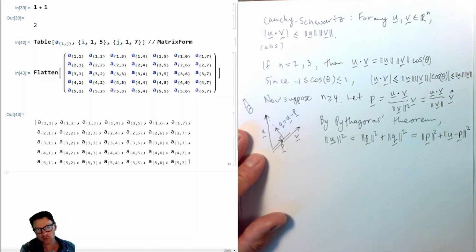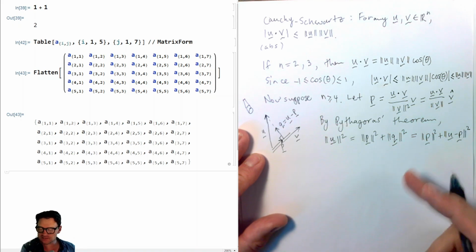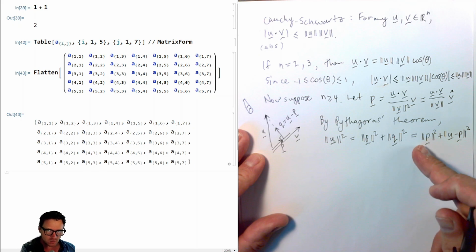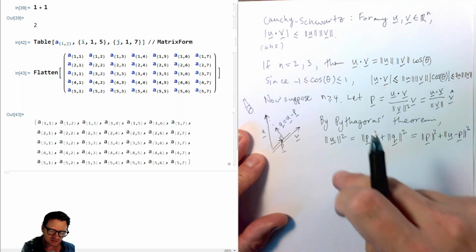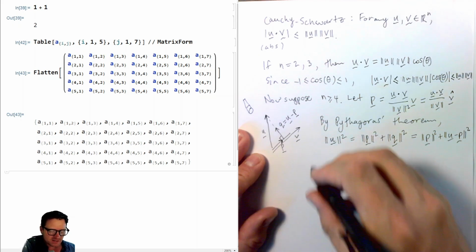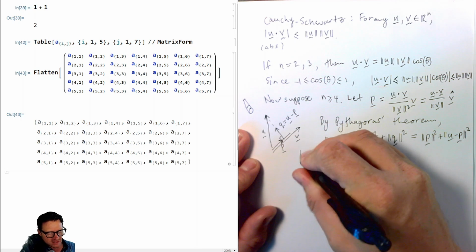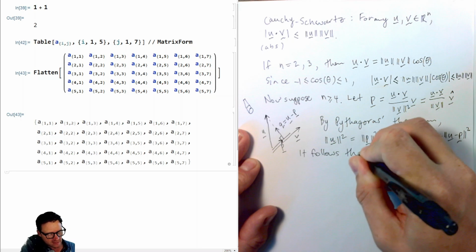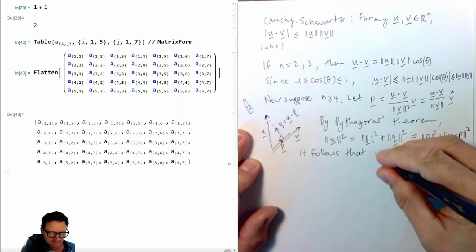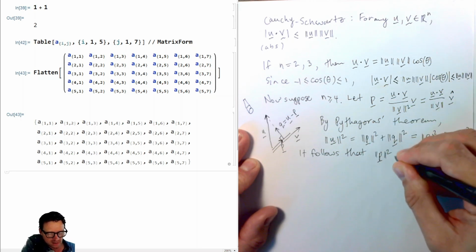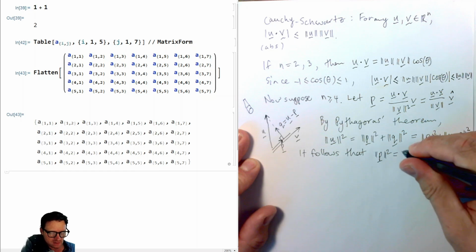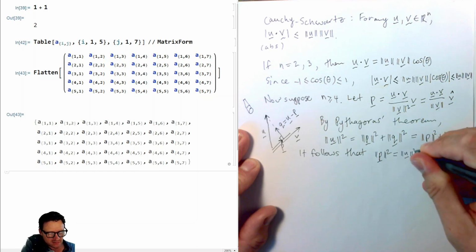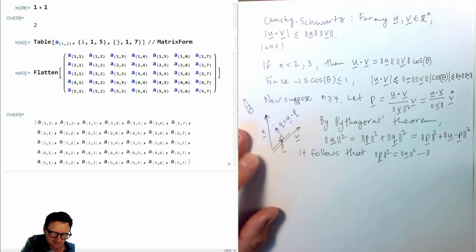All right, so now at this point we want to rearrange and solve this equation for the norm of p squared. Just take this over to the other side and then swap sides of the equation. So it follows that the norm of p squared is equal to the norm of u squared minus the norm of u minus p squared.